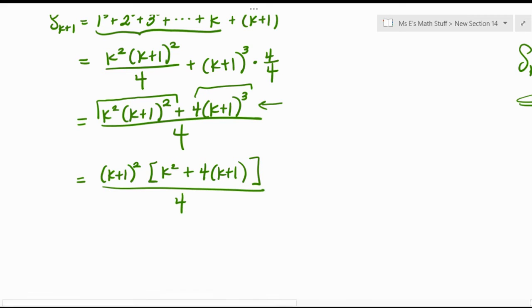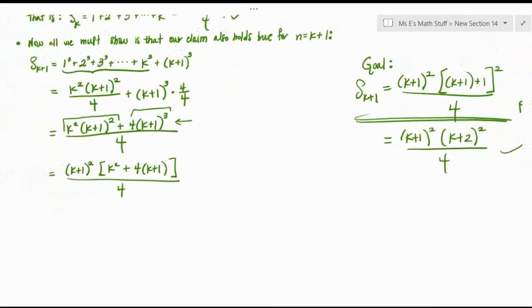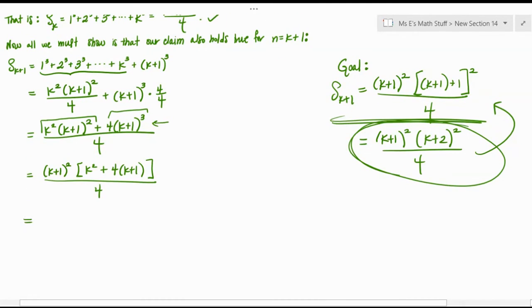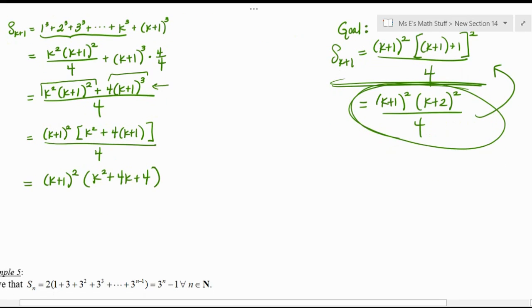Now look at where we're at and look at where we want to go. We have this expression and we want to get something that looks more like this. And so you can kind of see stuff that you don't want to mess with and keep in stuff that you do, right? So really, I would leave k plus 1 squared just like that. And I now would distribute in the stuff that you have in the parentheses. So k squared plus 4k plus 4 over 4. And then that would equal k plus 1 squared times k plus 2 squared over 4.